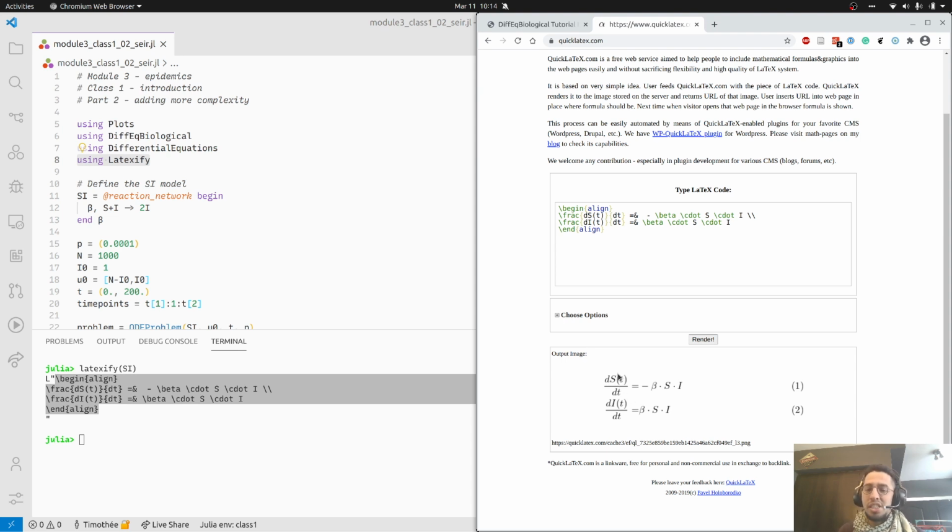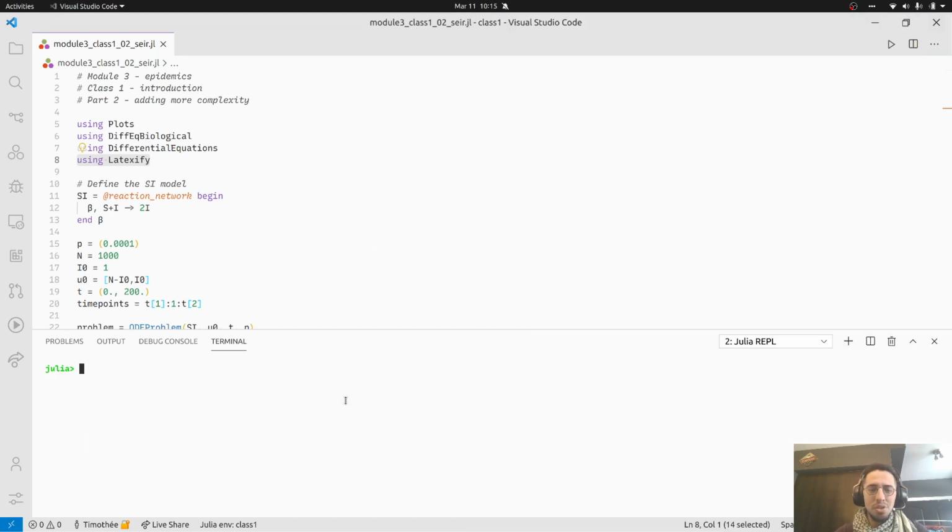So the d over dt of S is minus beta times S times I, and dI over dt is beta times S times I. So that is going to be something we can use if we want to look at what the equations that we are writing actually are. That is a useful thing to do because maybe you have written your code in a way that is not quite what you expect, and maybe by looking at the equation you can see that your reaction is not correct. So that's a useful thing to do. I'm just going to keep that open in case we want to revisit that later.